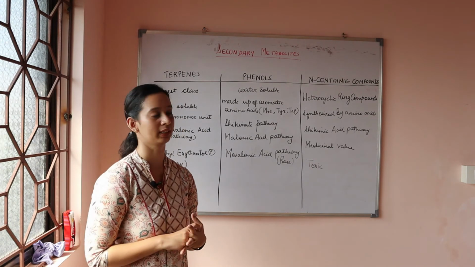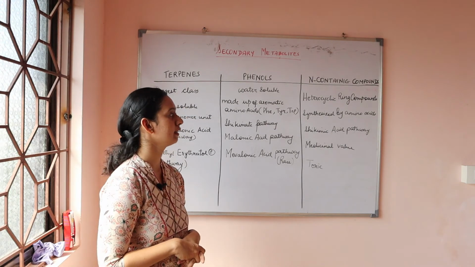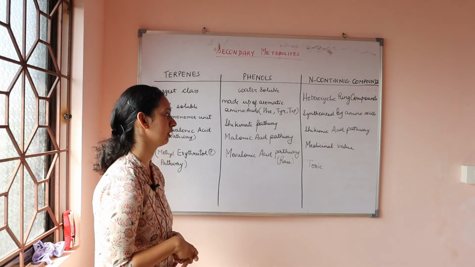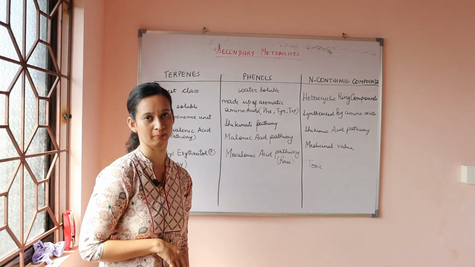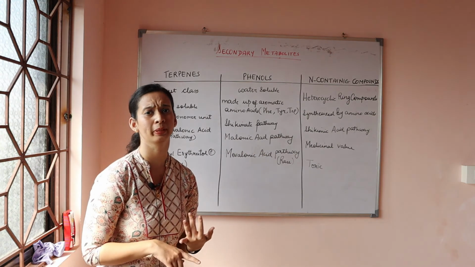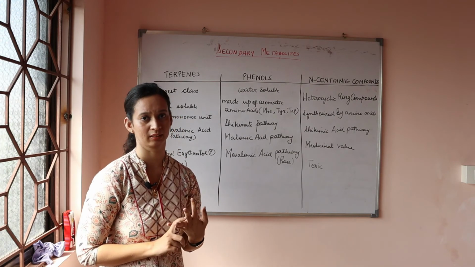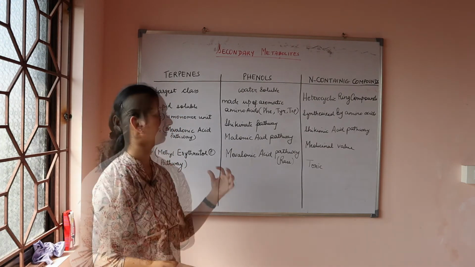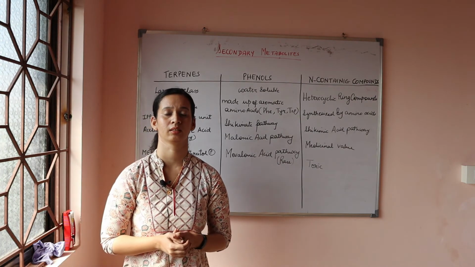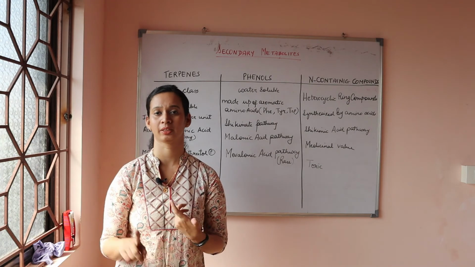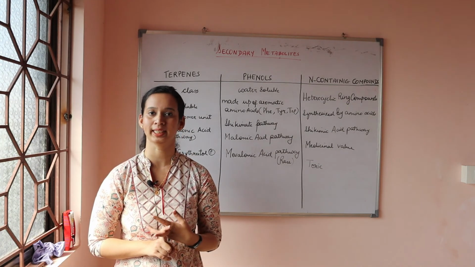Moving on to nitrogen containing compounds. These are heterocyclic ring compounds. They are synthesized from amino acids, obviously, and they are produced primarily by the shikimic acid pathway. They could be toxic, and some of them can have medicinal values. So these are the three classes of compounds. We will be studying the pathways like the shikimate pathway, malonic acid pathway, and mevalonate pathway in detail later.